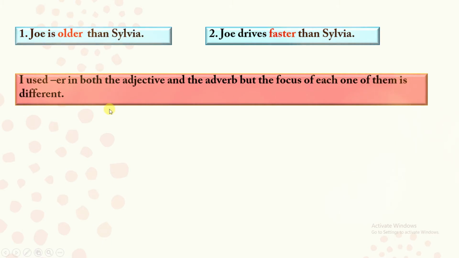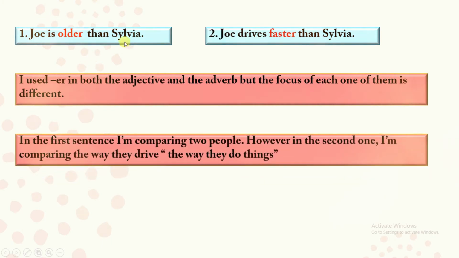I used er in both adjective and adverb, but the focus of each one of them is different. In the first sentence, I'm comparing two people. I'm comparing Joe to Sylvia. However, in the second one, I'm comparing the way they drive, the way they do things. I'm comparing the way Joe drives to the way Sylvia drives. Joe drives faster than Sylvia. So faster describes the verb drives. It adds more information about the way Joe drives.